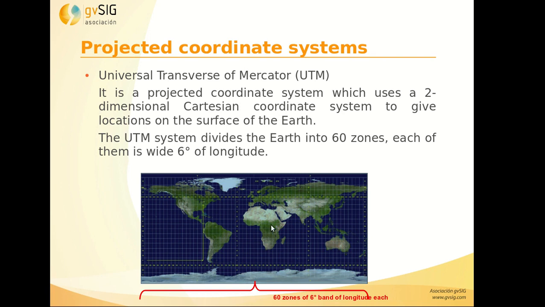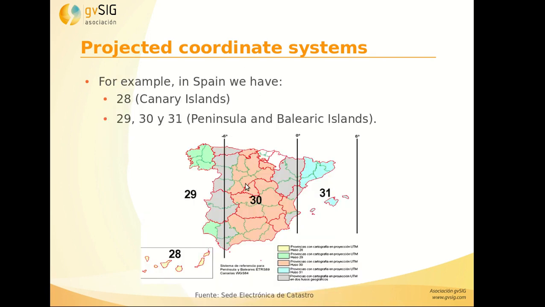Here we can see the whole world, and for example, in the case of Spain, we can see this zone. Almost all of Spain is in zone 30, and there are several regions that are in 29 or 31. For example, when we work with the whole of Spain, we usually work in zone 30. But people from Galicia, when they work with their local cartography, work in zone 29.